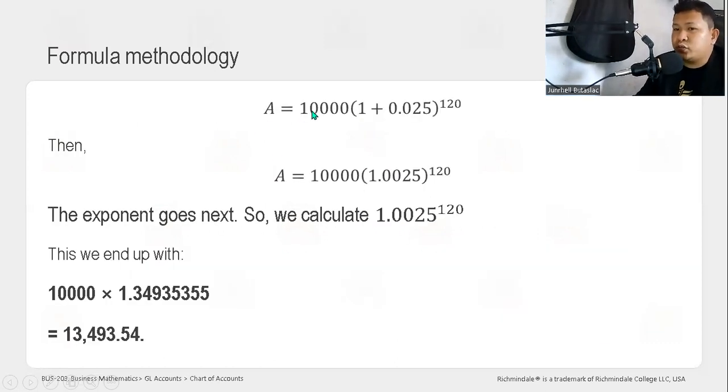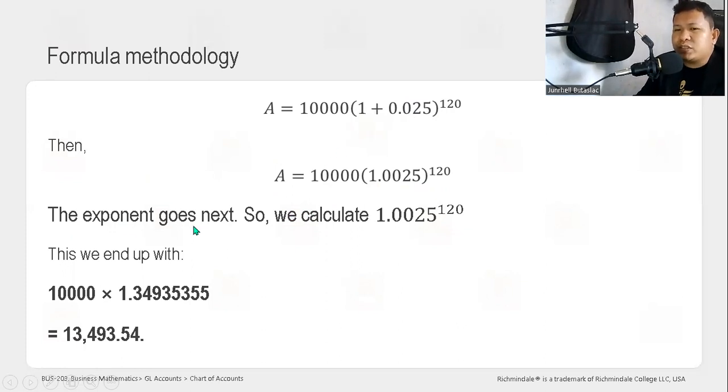So A is equal to $10,000 times 1 plus 0.0025 raised to the power of 120. So we solve the parentheses first. There's still a parentheses, so you have to solve this first: 1 plus 0.0025. So 10,000 times 1.0025 raised to the power of 120.